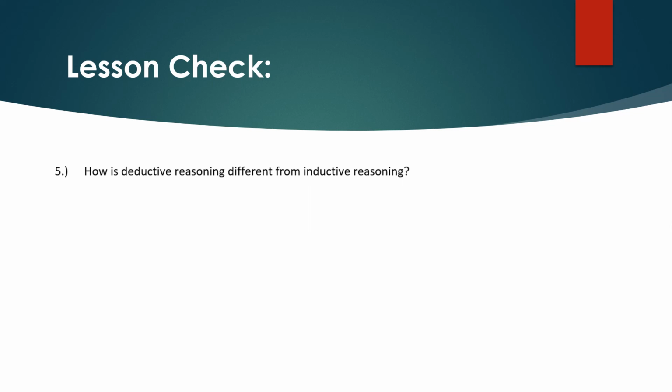Math tends to be more hypothetical, where they give us some preset numbers, some preset rules, where inductive is a little more theoretical. It's based on my observation, this is what I think will happen. The more observation you have, the more certain you are about what you think. So that's how they're different.